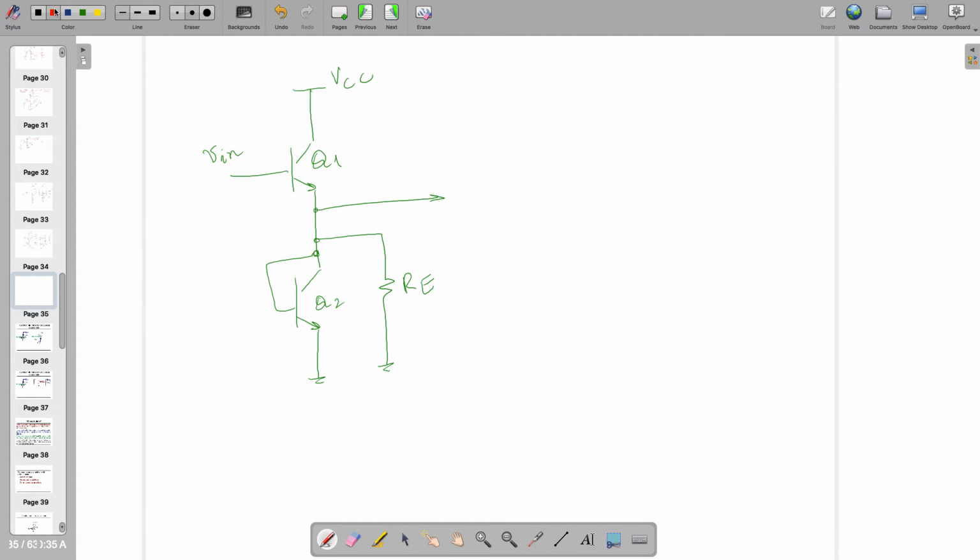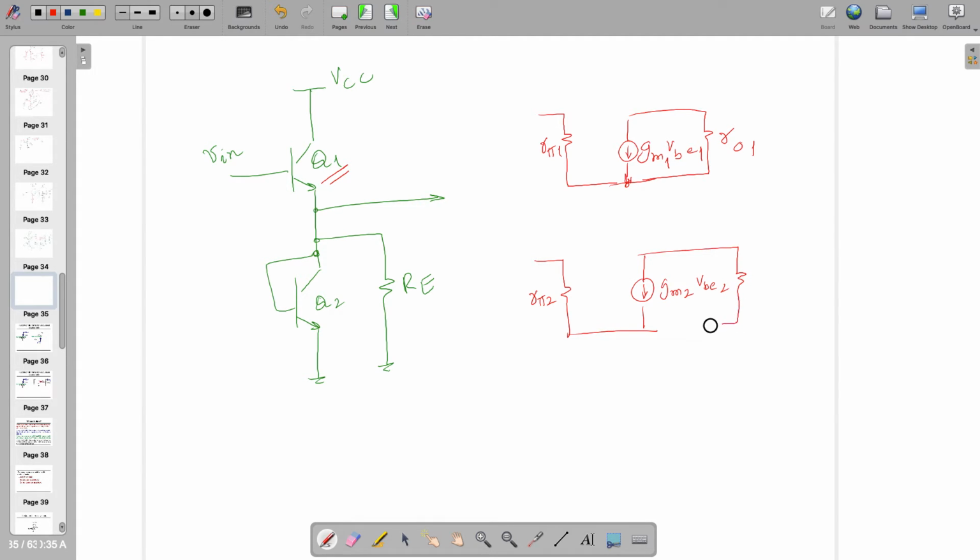So Vishal, this one has to be replaced. Q1 has to be replaced with this one, right? Now this is in your mind that this has to be there, but I'm going to name it like GM1, RO1, VBE1, and RPI1 because it's corresponding to Q1. Another one is also a transistor, so I'm going to replace that with the same model, but names are different. This is RPI2, GM2, VBE2, and this side is RO2, right?